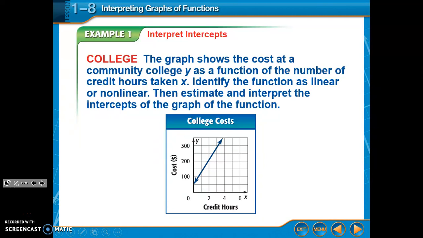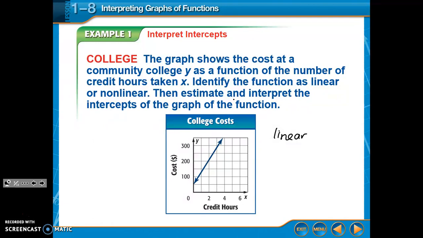So the graph shows the costs at a community college, Y, as a function of the number of credit hours taken, X. Identify the function as linear or nonlinear, then estimate and interpret the intercepts of the graph of the function. First, we look at whether it's linear or nonlinear. Linear means that it forms a straight line. Nonlinear would be anything that's not a straight line. So when we graph those values, do we have a straight line? Yes. So first thing we're going to say is that it's linear.